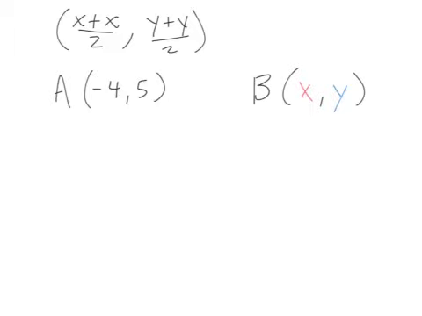Alright folks, we're back again here. Let's attempt another problem, a little bit different than previous, but we're still using the midpoint concept. Let's say that we know that the endpoint A is at the value (-4, 5), but we don't know the value of the other endpoint.